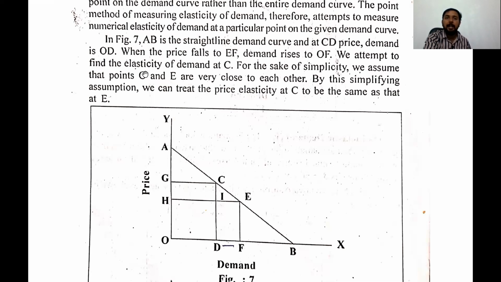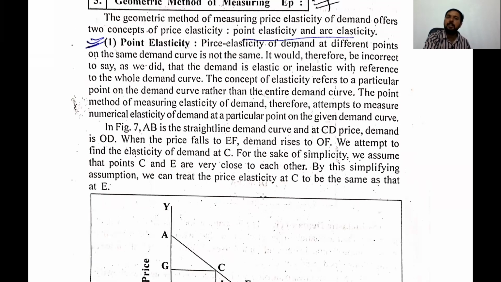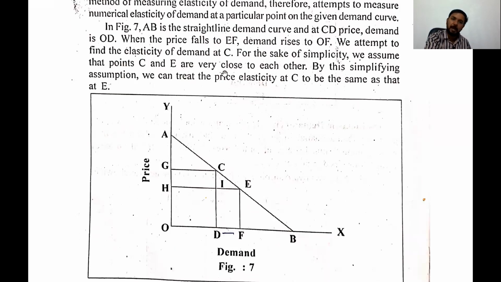We attempt to find the elasticity of demand at C. For the sake of simplicity, we assume that point C and point E are very close to each other. By this simplifying assumption, we can treat the elasticity at C as the same as that at E, as explained in point elasticity of demand.